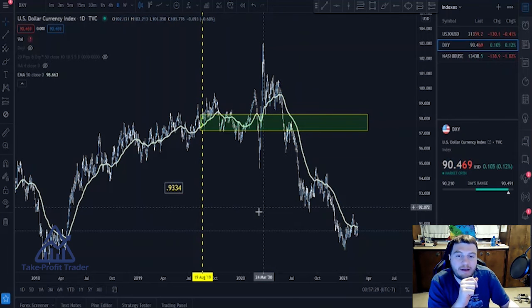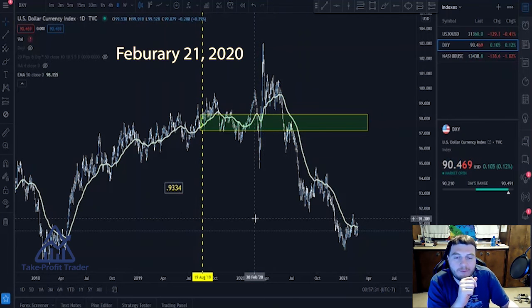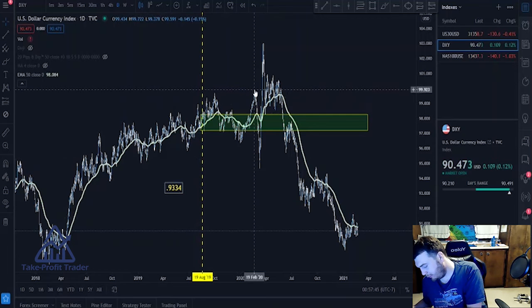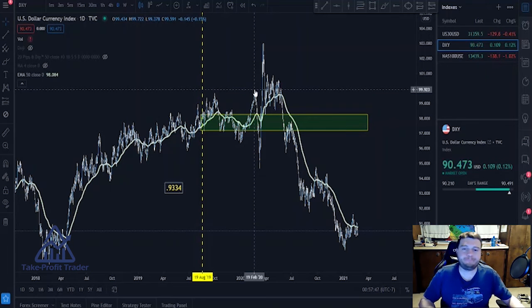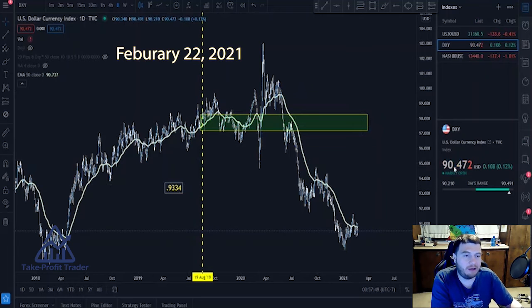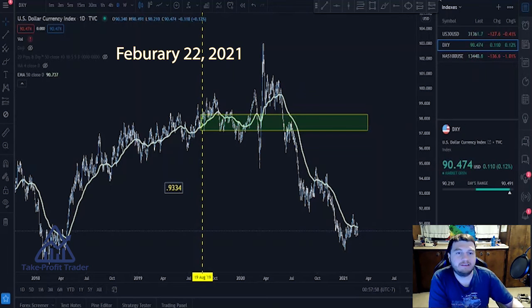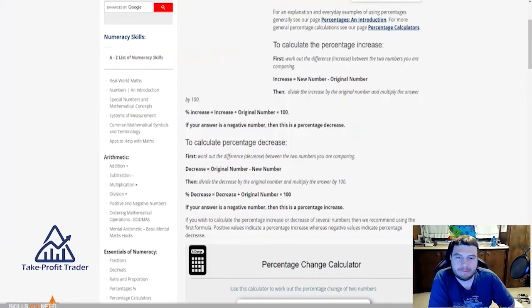This is the DXY index, like we mentioned. On February 21st, we can see here it's 99.899. So let's write that down. 99.899. Today the value of the dollar is 90.472. So let's find out what the percentage change in that is.